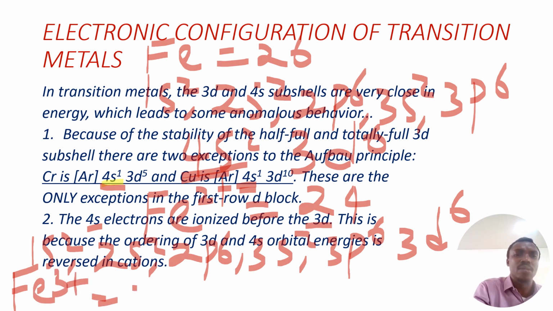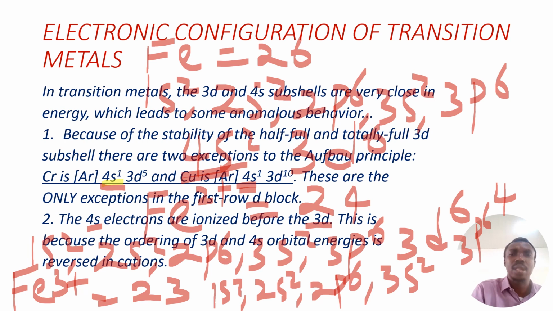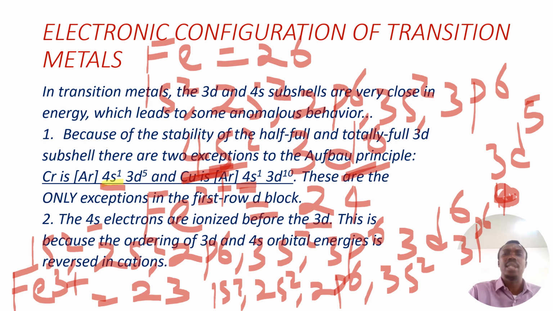Then for Fe3+, there's loss of 3 electrons, which is 23. So it will be 1s2, 2s2, 2p6, 3s2, 3p6, then 3d5. So there's loss of 2 electrons from the 4s and 1 electron from the 3d, which gives 3d5. So electrons leave the 4s before the 3d.